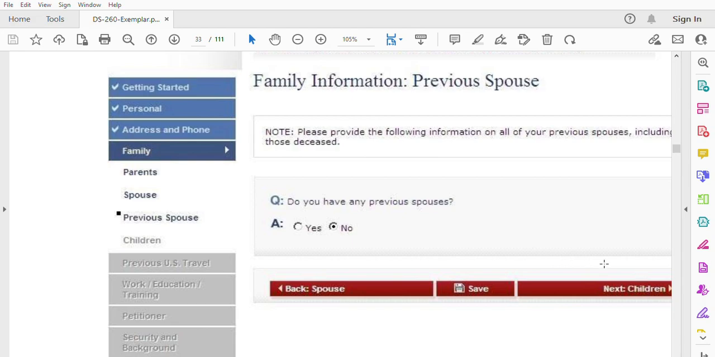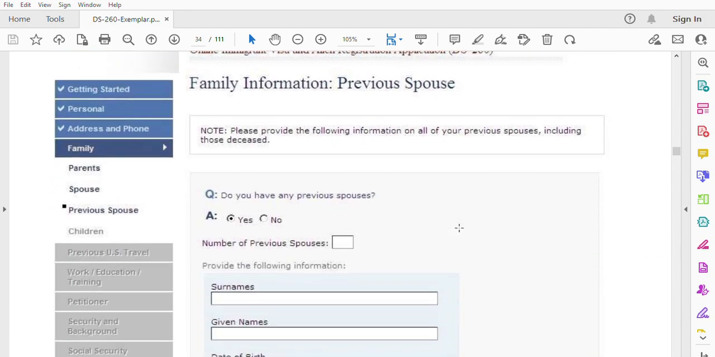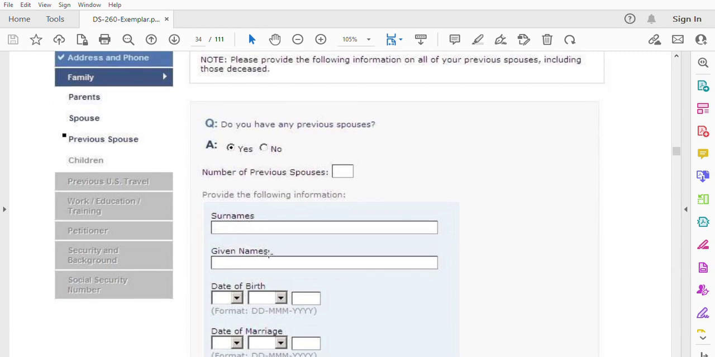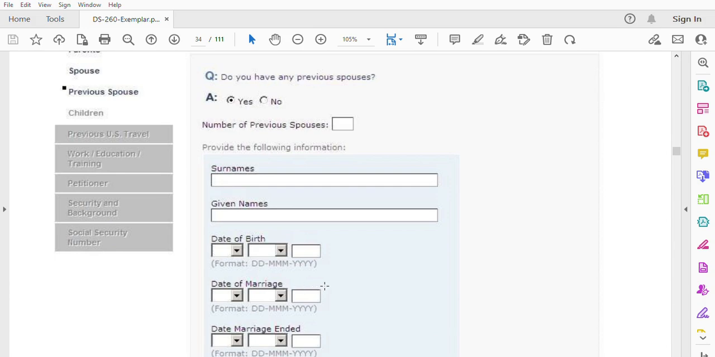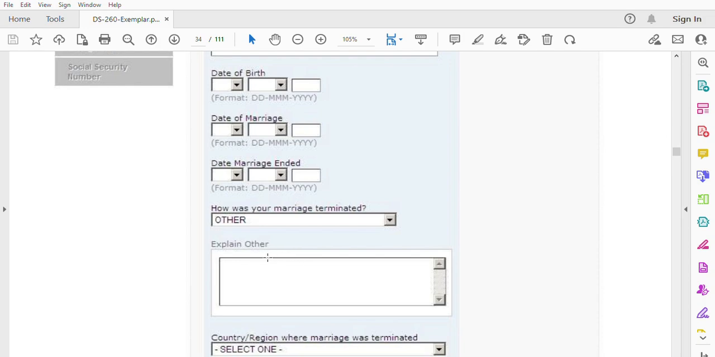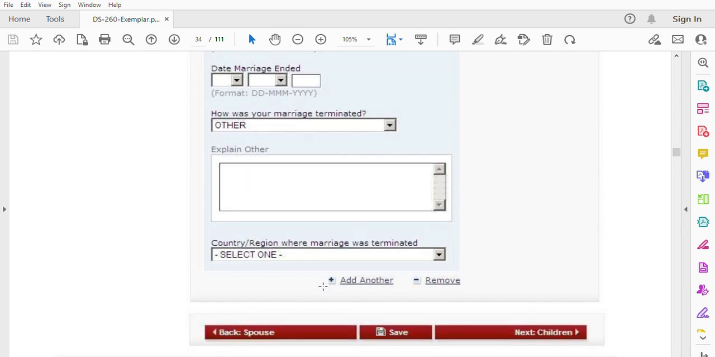If you answer no, you're gonna go to children. If you answer yes, you're gonna answer about your previous spouses right here. Do you have any previous spouses? If you answer yes, enter the number of previous spouses, 1, 2, 3, or 4, and you're gonna answer them right here. So we're gonna do just one. Surname is last name, given name is first name, then date of birth, date of marriage, and date the marriage ended. How was your marriage terminated? You're gonna explain here why you terminated your marriage, and the country where the marriage was terminated.